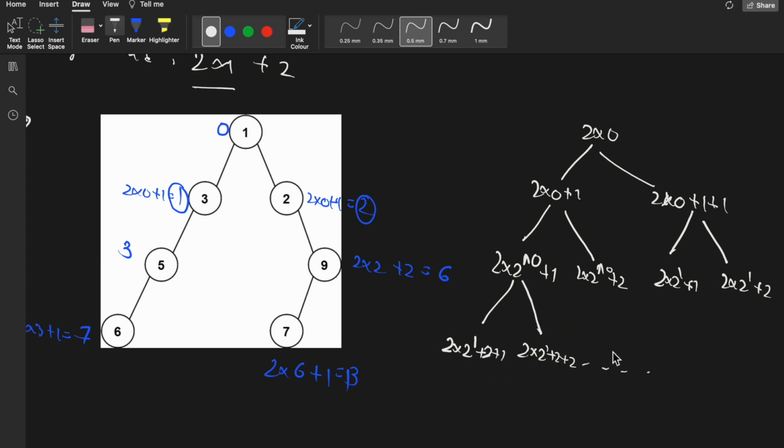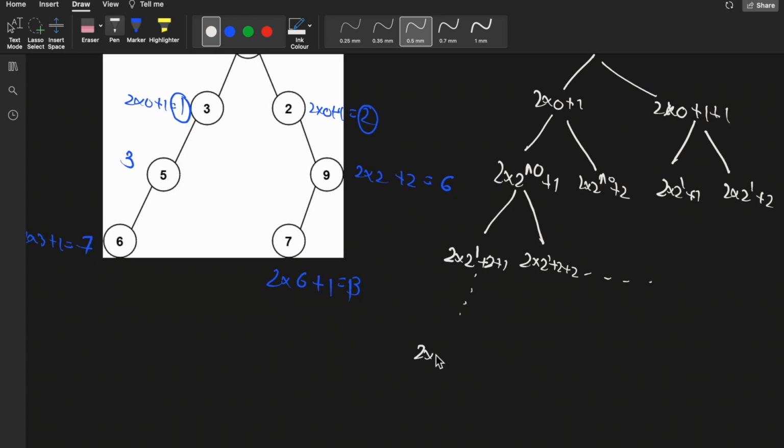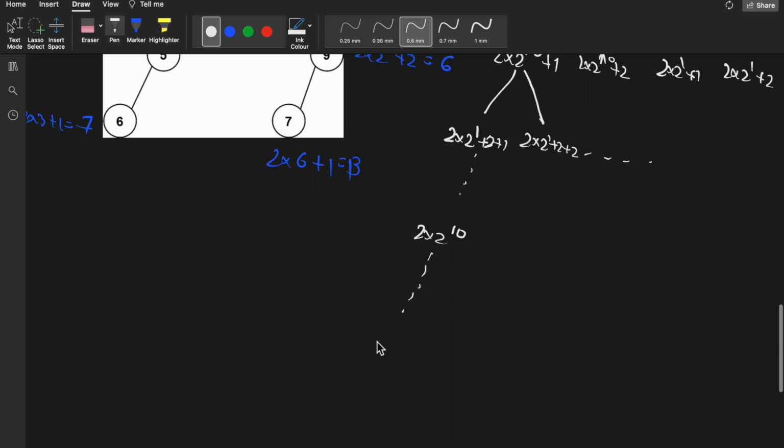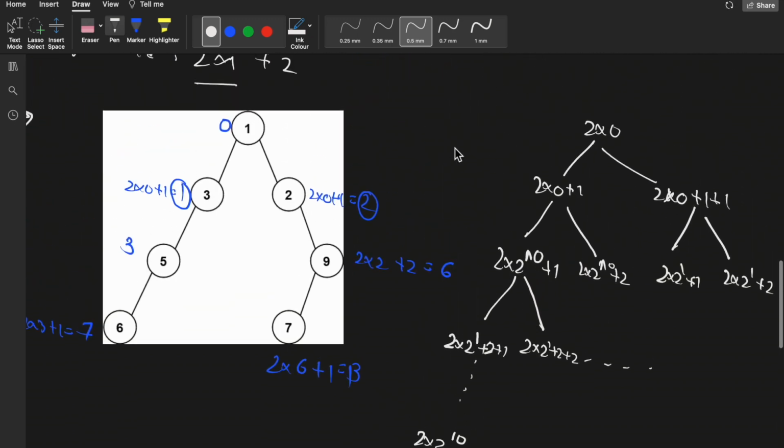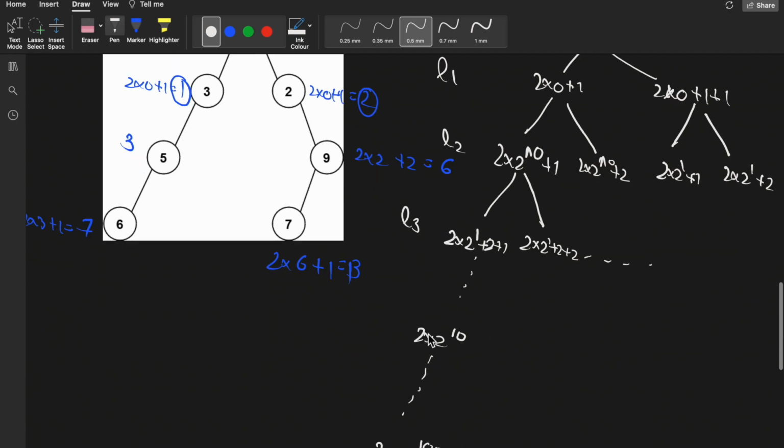So if we do something like this, then we can see that this is nothing but a power of 2. This is power of 0, then 2 power 1. Then if you move on, you will get 2 into 2 power 10 at some point, and at some point you will also get 2 into 2 power, let's say 100 plus something, right? See, now at each step, this is level 0, level 1, level 2, level 3. At each level the power of 2 will increase in the calculation.